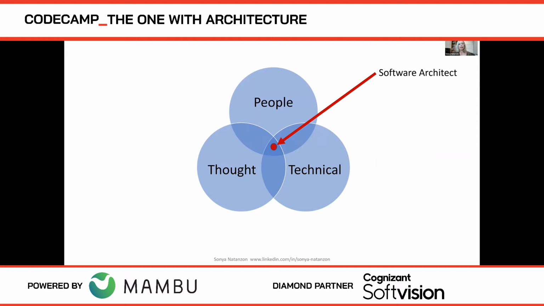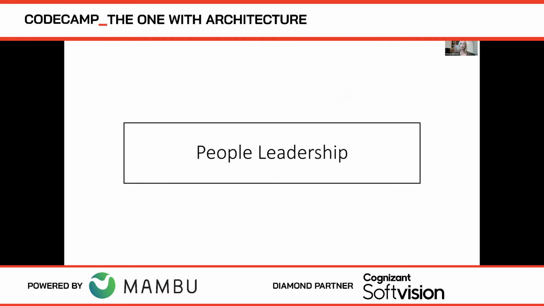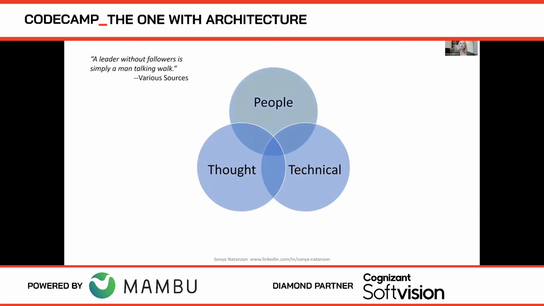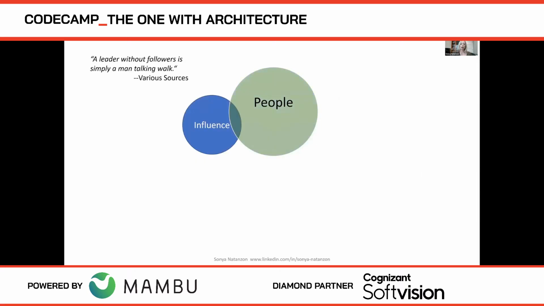In order to be an effective leader in each area, an architect needs to develop specific skills that I will go through, starting with our first, and I would argue the most important one, people leadership. What exactly do you do there? Well, first and foremost, you influence.